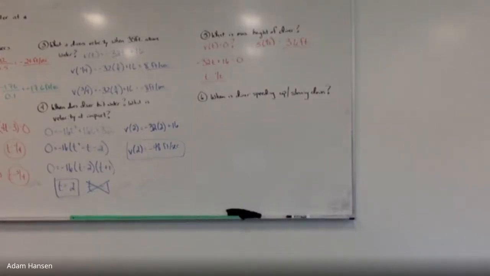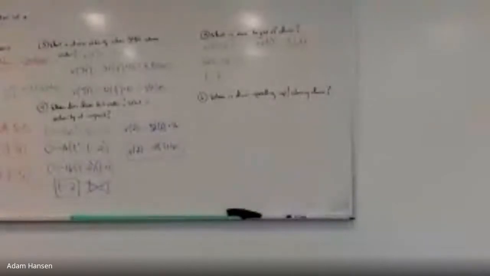Okay. Let's think about this last one here for a second. When is the diver speeding up? When is the diver slowing down? When I think about speed, when it comes to position, velocity, and acceleration, let's talk about acceleration for a moment. What is acceleration measuring? How fast the speed is changing, right? How fast the velocity is changing. So it's feet per second per second. So therefore, the acceleration function is the rate of change in the velocity function.